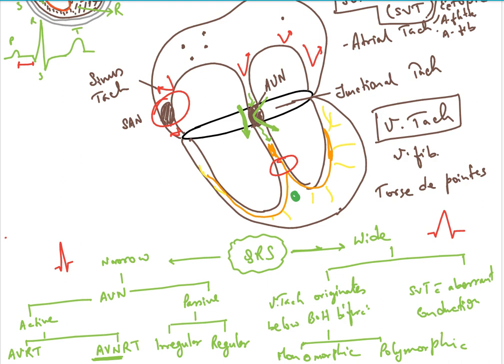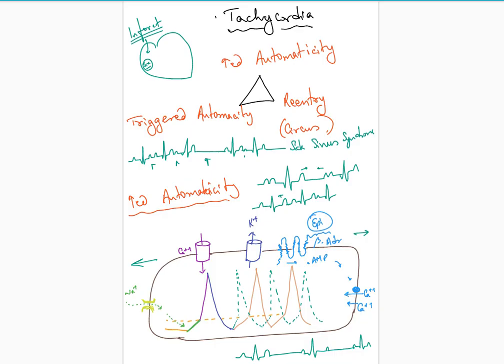Sir, yes. What is written for the second type of wide? Supraventricular tachycardia with aberrant conduction, SVT with aberrant conduction. Okay. We will discuss that right now. Don't get bothered about it. Okay. So let us begin with tachycardia.